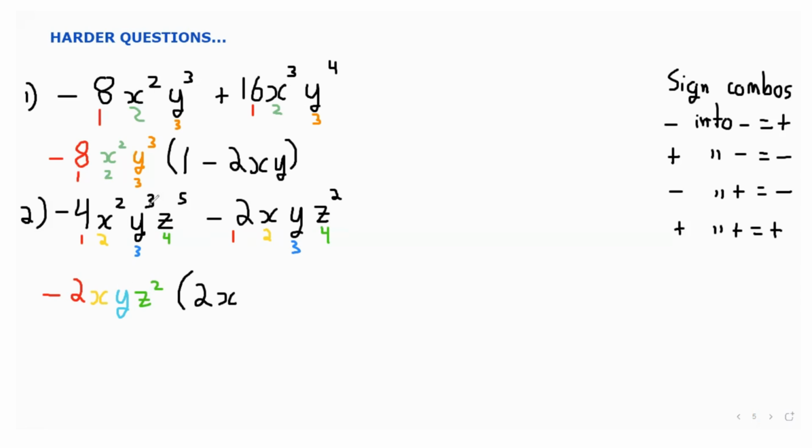Y into y cubed, 3 minus 1 is 2. Remember, when you put a letter into a letter, we subtract the powers. And we have z2 into z5, 5 minus 2 is 3. So that first part is done, so let's go. A negative into a negative again, so we know it's going to be a positive. So let's go, 2 into 2, 1, but wait a minute.